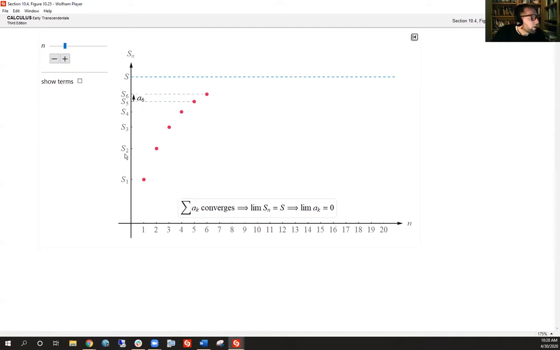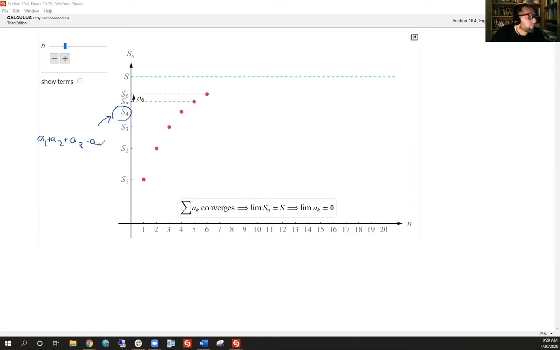There's this S1, S2, S3, S4. Can you remind me what these mean? So what does S4 represent here? A partial sum? Yeah, specifically which one? The fourth partial sum? Yeah, so that would be A1 plus A2 plus A3 plus A4, right? Fourth partial sum.